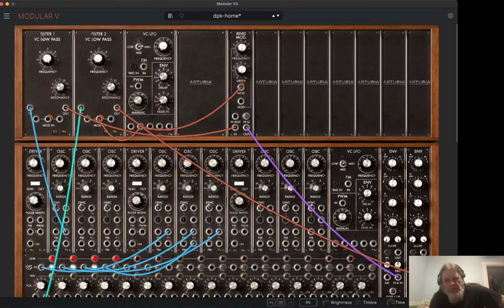But I've seen some things happen over the past few months, and there was an idea that came to mind. For those of you who can see this in the window here, I built a little patch, or a sound, in this software instrument. The patch is called DPK-home. I just prefixed it with my initials to identify it from everything else.